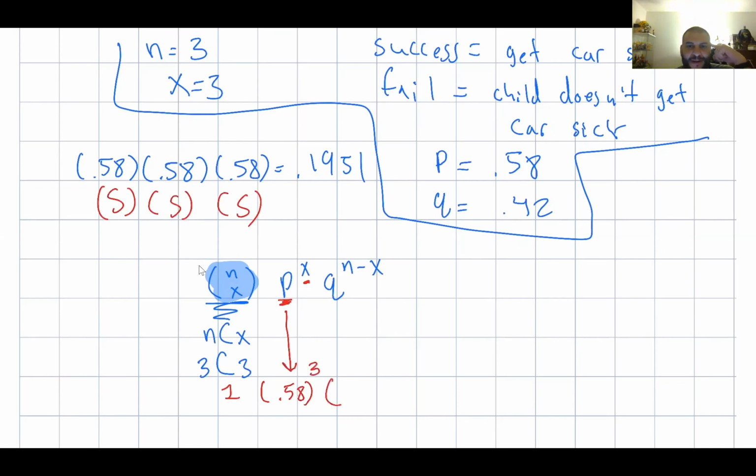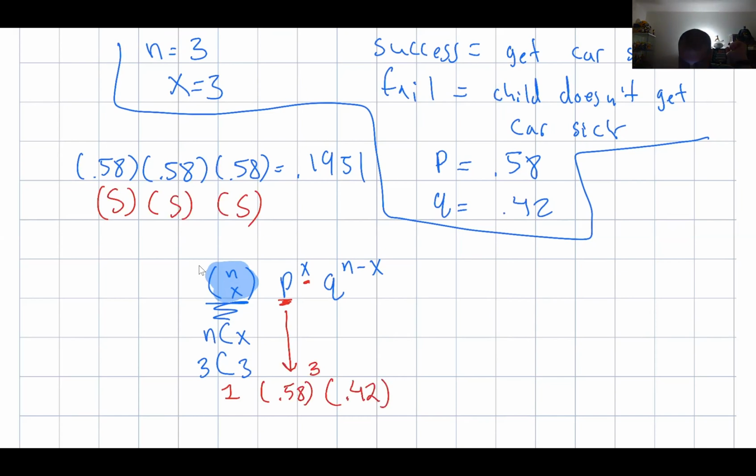What does q represent? You can either tell me the probability or tell me what it literally represents. So it represents the probability of failure, which is the child doesn't get car sick. So that's 0.42.